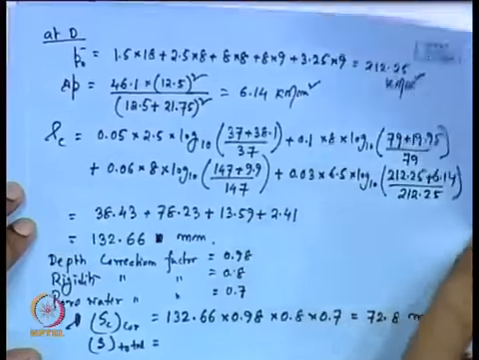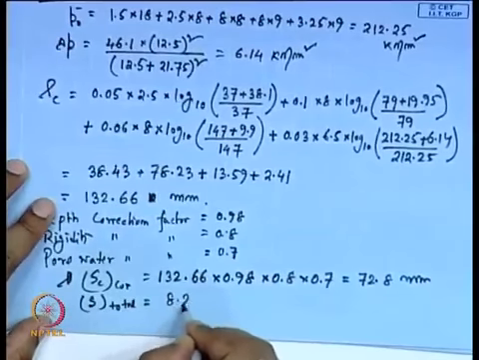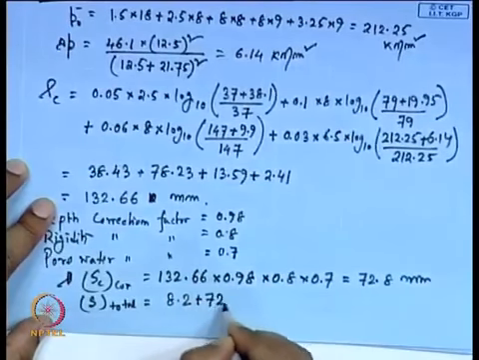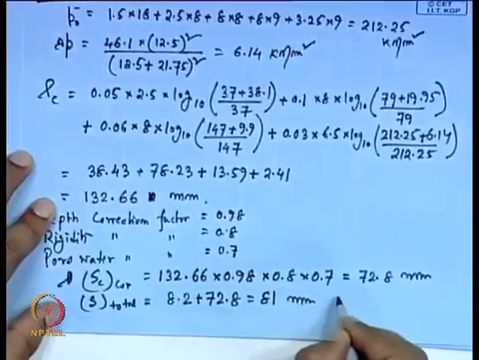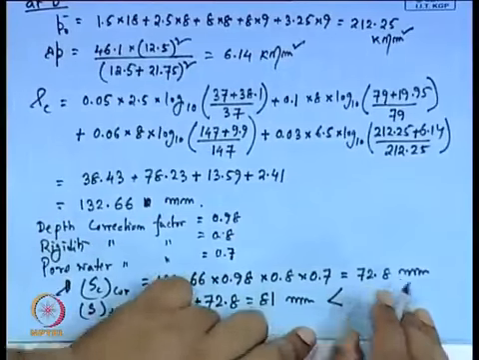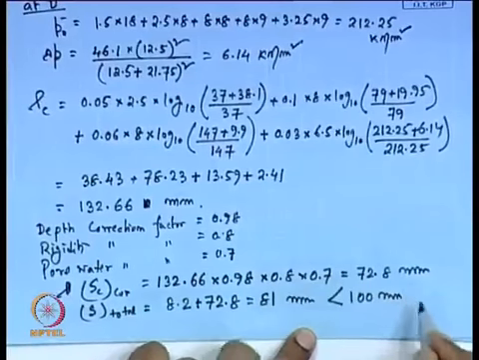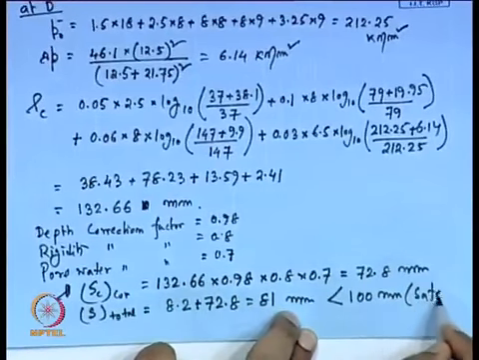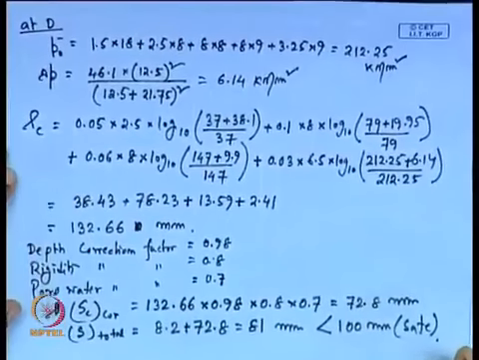So, total settlement, that will be the total settlement value, that is 8.2 plus 72.8, that is 81 millimeter. The permissible for this RCC Raft on the clay soil is 100 millimeter. So, it is safe, but here also it is slightly over safe.